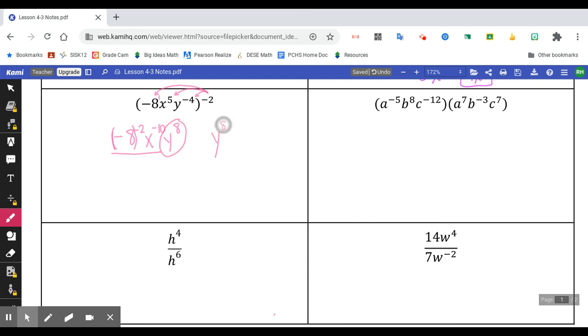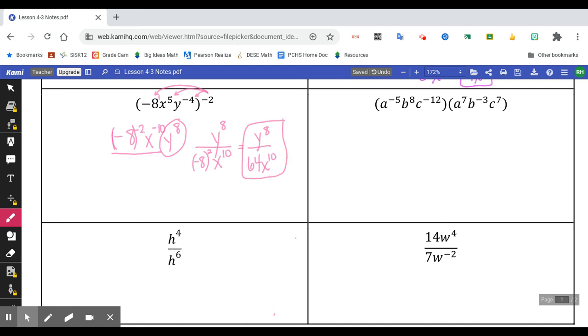So y to the 8th over negative 8 squared x to the 10th. They drop and become positive exponents. Then we simplify. I can do negative 8 squared, which is 64. So y to the 8th over 64 x to the 10th.